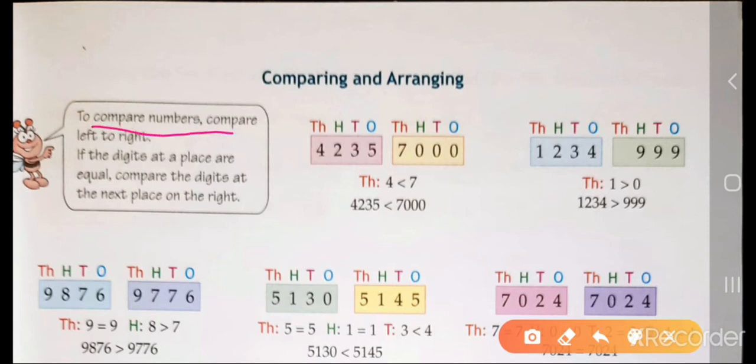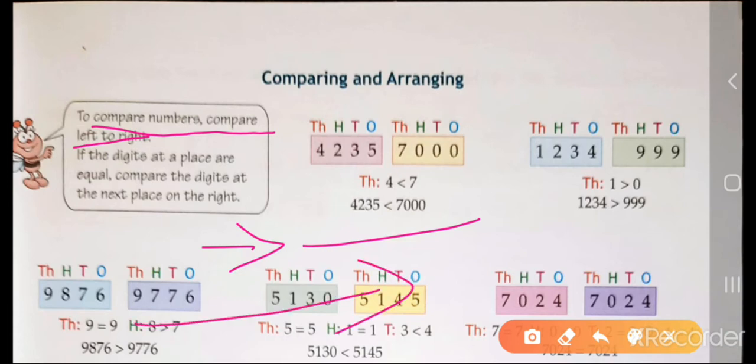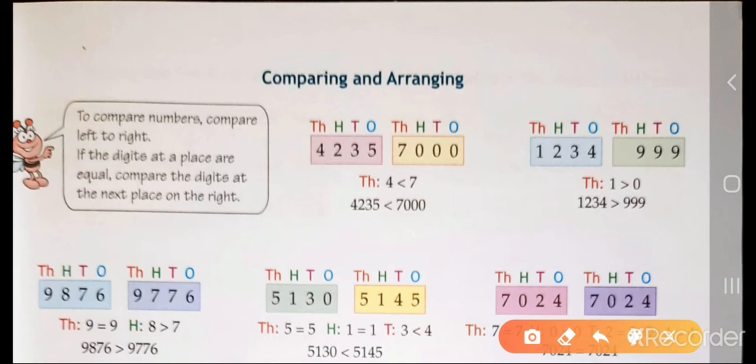To compare numbers, compare left to right. Okay, left to right in this direction. You have to go in this direction, left to right. Okay. Second, if the digits at a place are equal, compare the digit at the next place.